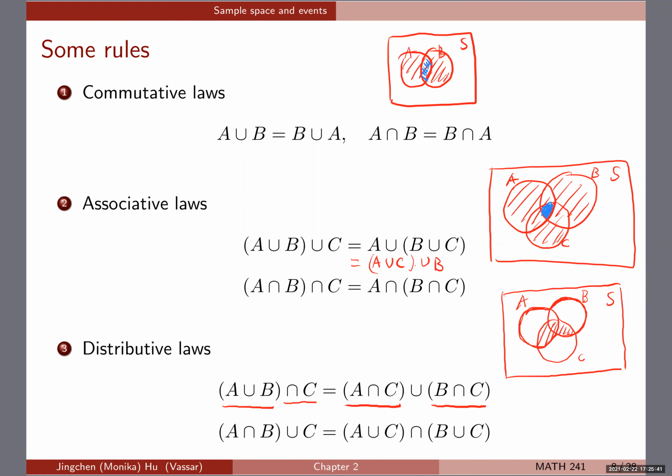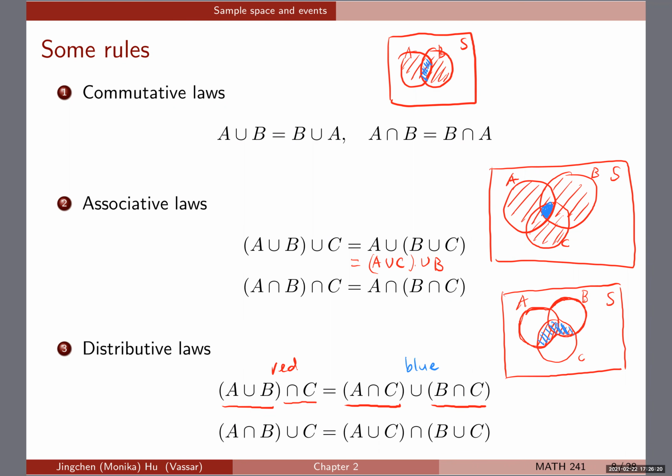If I'm doing the right-hand side, let me use a different color here. I need to get A intersection with C first, so that's here. And then also B intersection with C. And then I take the union of the two. So for the left-hand side, I use red for this graph, and for the right-hand side, I was using the blue in my reasoning. Make sure that you know how to do either one and then show that they do match. And I will leave the last one for you.